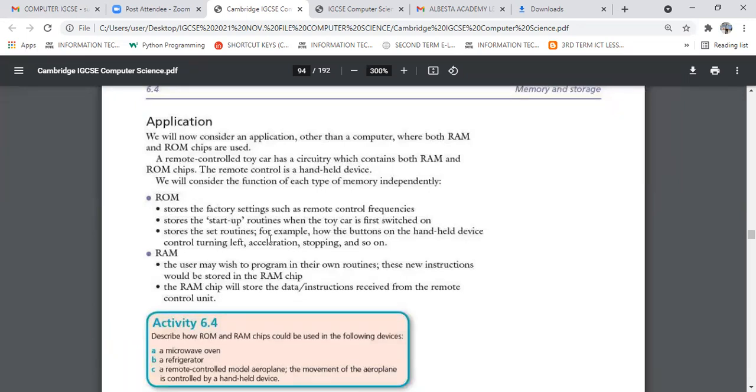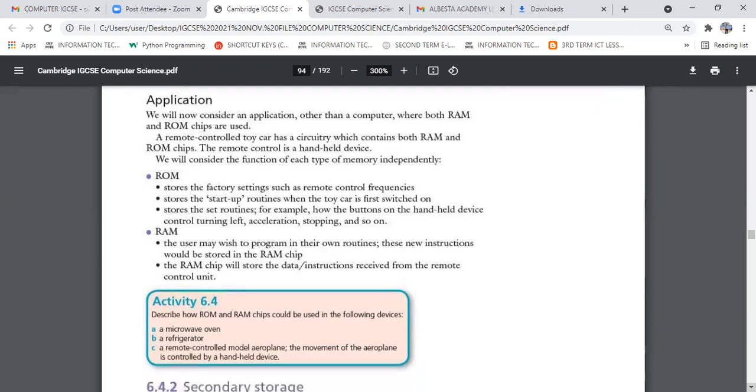So the set routines, for example, how the buttons on the handheld device control turning left, acceleration, stopping, and so on. Okay, it means that there is a storage location on how the toy car should move on the remote control, which is embedded as a chip, that is, a microchip. For RAM, the user may wish to program in their own routine. This new instruction will be stored in the RAM chip. The RAM chip will store the data instruction received from the remote control.